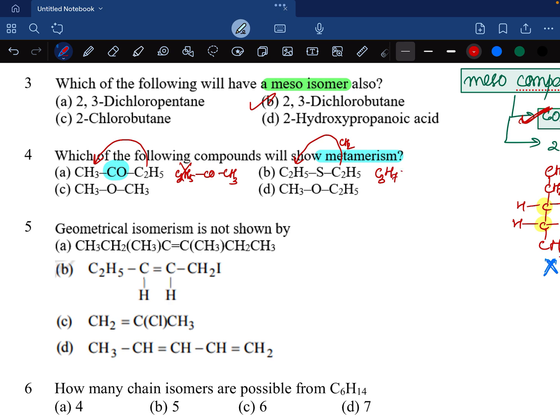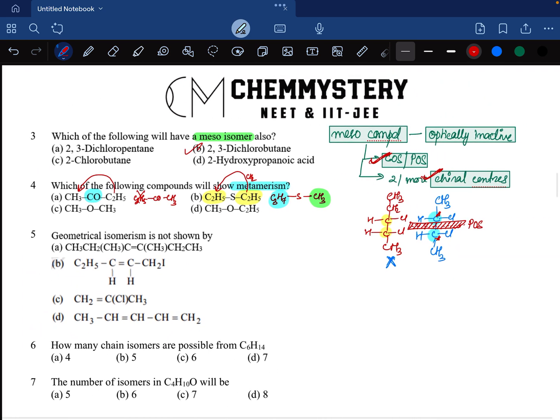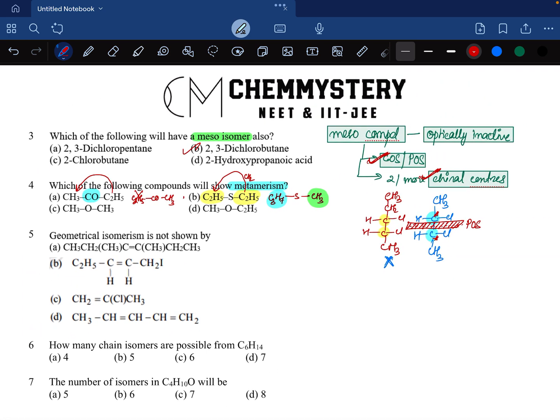C3H7, here what I'll get? CH3. Now if I see both the sides, here what we have? Ethyl, ethyl. On the other hand, I have propyl and methyl. Around the bridging functional group, both the groups are different. So this type of isomerism we call metamerism. My answer will be B.